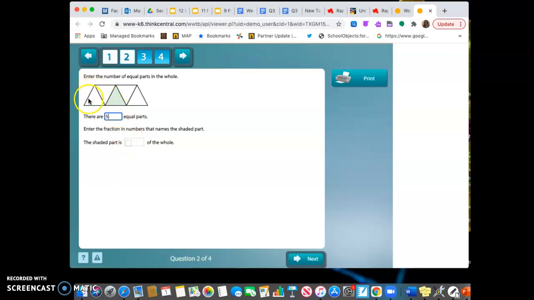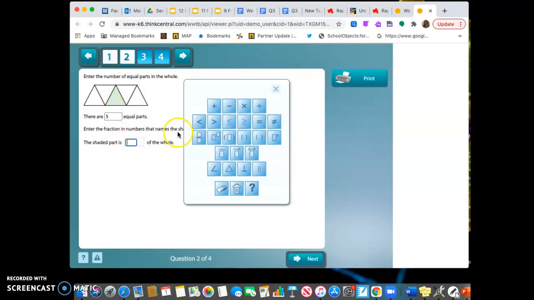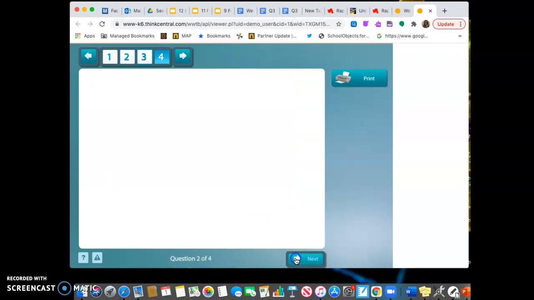So how many shaded parts are there? There's 5 parts total. How many of them, the triangles, are shaded? Just 1. So the shaded part is 1/5, as the denominator is going to be 5 of the whole. Okay, makes sense so far?